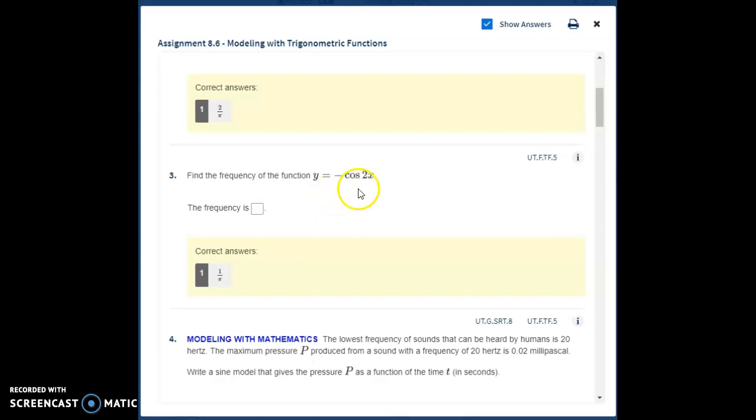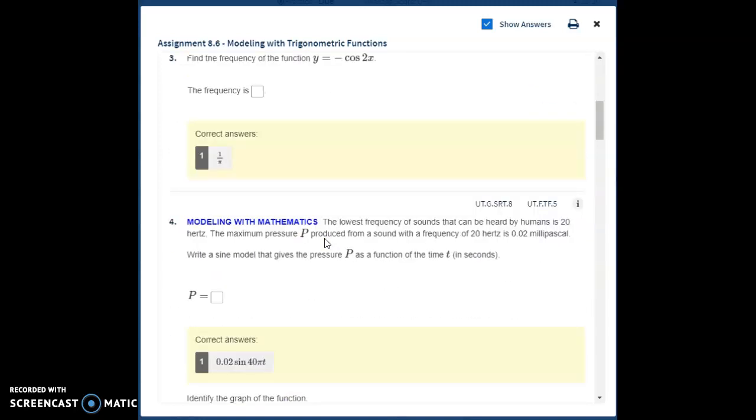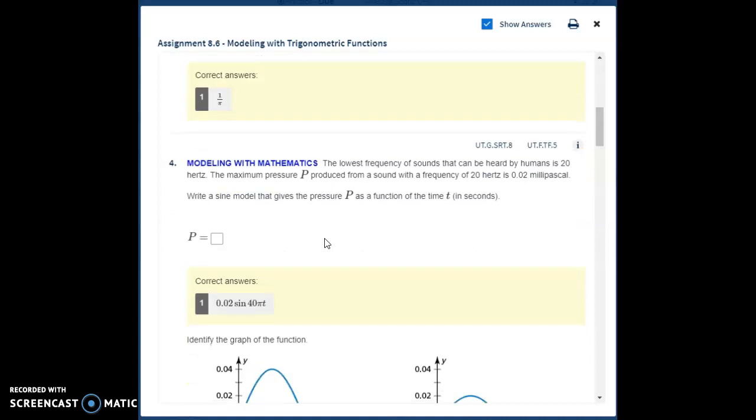Number 3, the frequency again is 2 over 2 pi. The 2's cancel out, and your answer is just 1 over pi. Moving on to number 4.